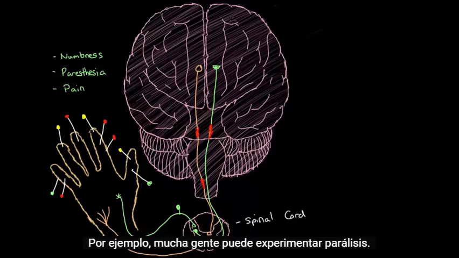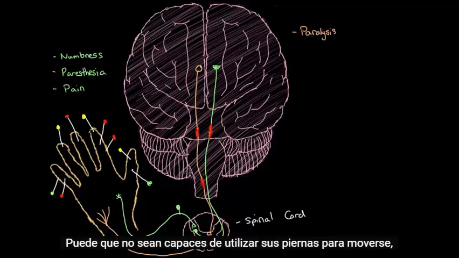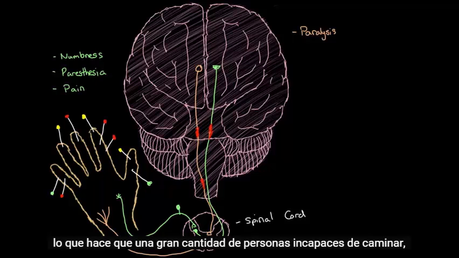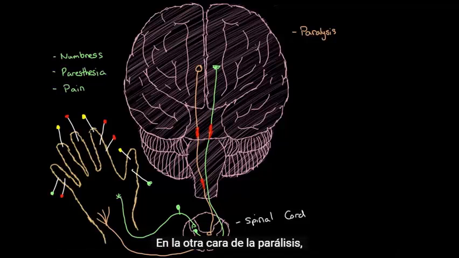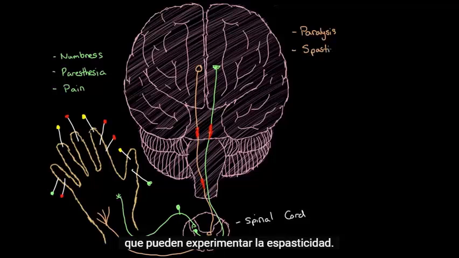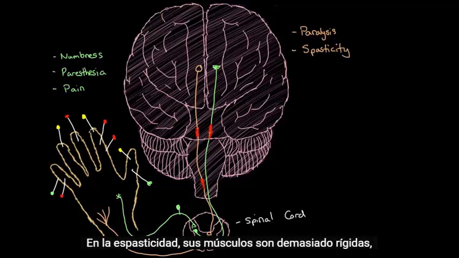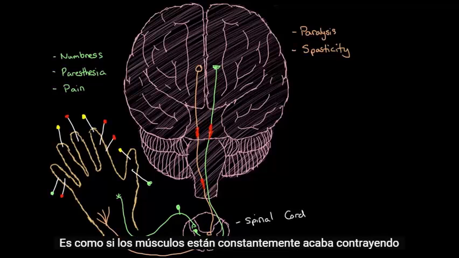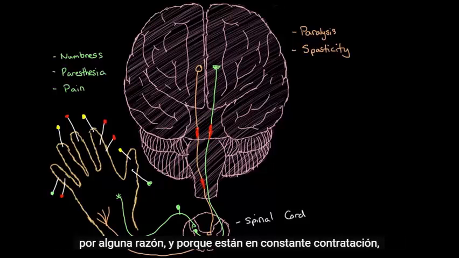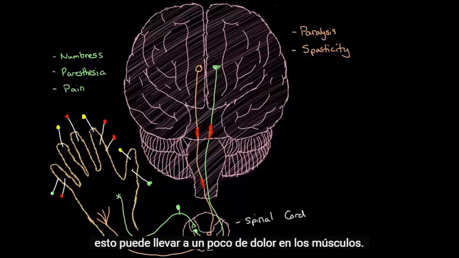For example, a lot of people may experience paralysis. They may not be able to use their legs to move around, so that renders a lot of people incapable of walking. So they need to use wheelchairs and canes to move around. On the flip side of paralysis, they may experience spasticity. In spasticity, their muscles are too stiff, too overactive, and because they're too stiff, they become very tense. It's as if the muscles are constantly contracting for some reason, and because they're constantly contracting, this can lead to quite a bit of pain in those muscles.